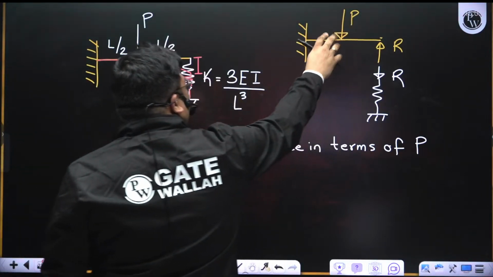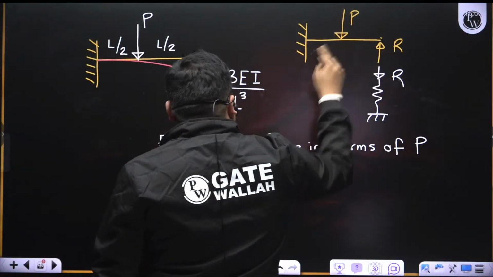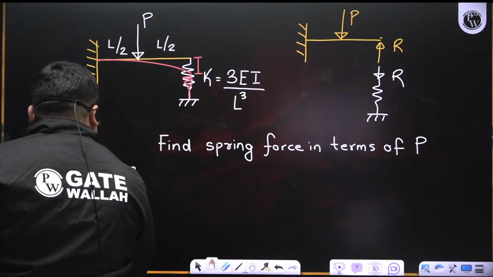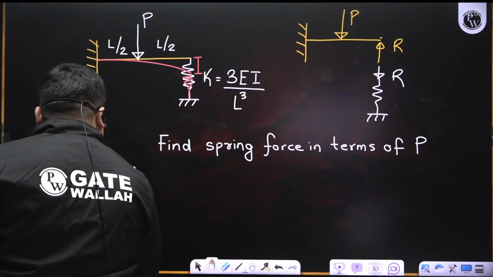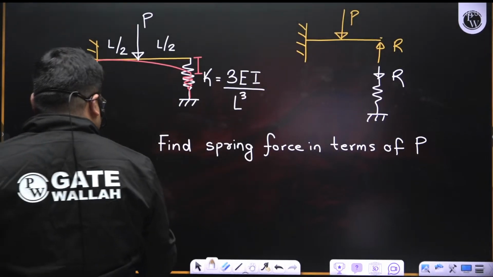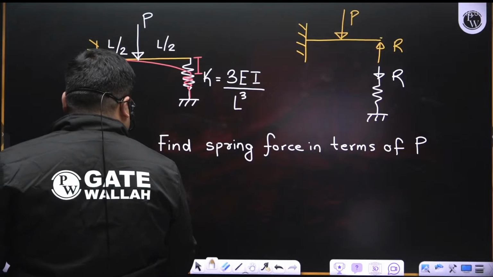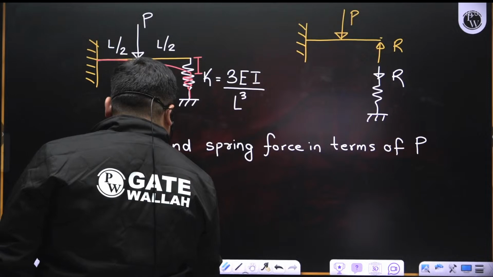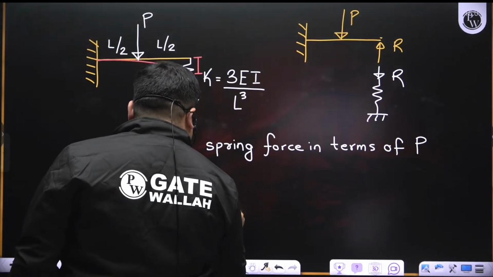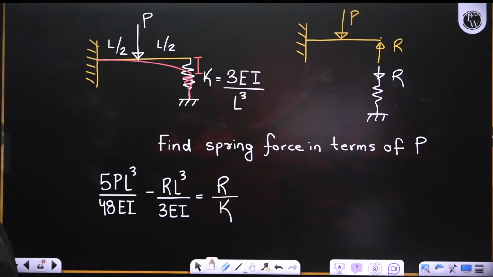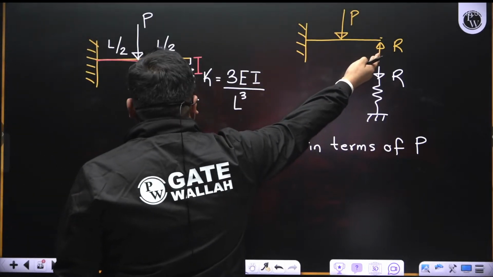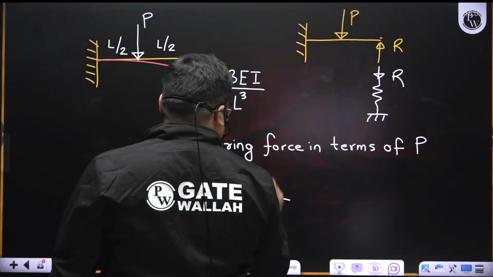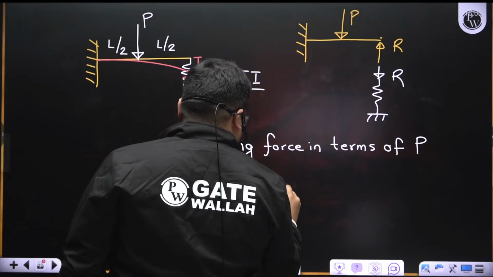You see, the deflection of the beam will be the combined effect of P and R. So due to P, it is 5PL cube by 48EI. Now due to R, it is upward, so minus RL cube by 3EI. And this becomes equal to the compression in the spring. So we forgot this R. So now this will be R by K, we will put 3EI by L cube.